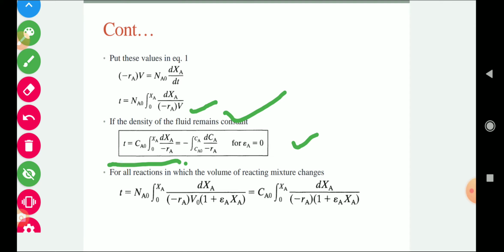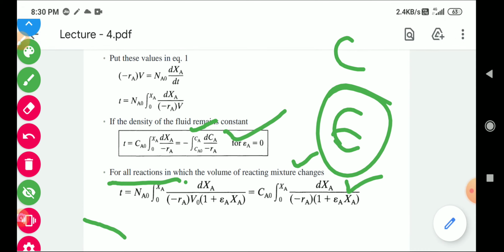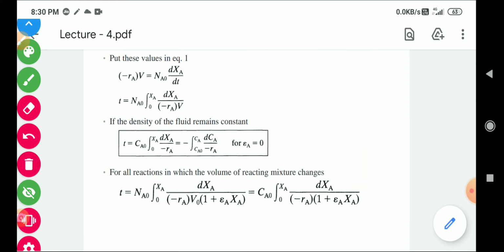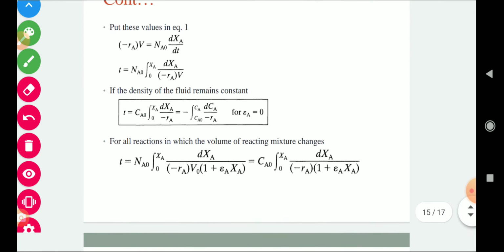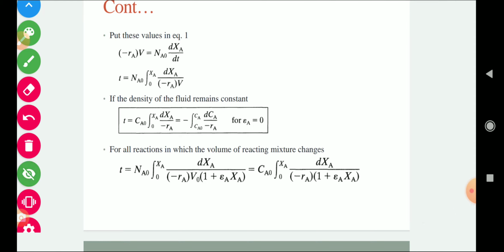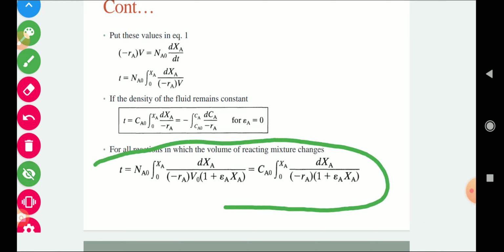But on the other hand, for all reactions in which the volume of the reactant mixture changes, in that case, because when the volume of the system changes, we have some value of epsilon, and then we have the equation for Ca that we derived in our previous slide. So for variable density, this is the final equation for calculating the time required for a particular conversion.